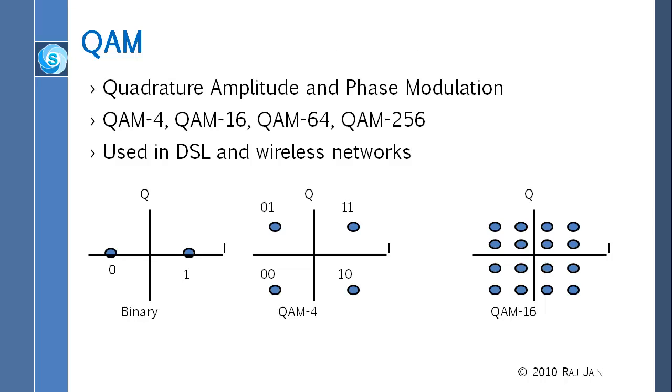So this would be 0, 0, 0, 0, this might be 0, 0, 0, 1, this might be 0, 0, 1, 0, and so on and so forth. There are 16 combinations, and each dot is 4 bits. Right? So this is 4 bits per baud. Each time we figure out what the dot is, we have already told you 4 bits. Now for 64, you have 8 by 8.